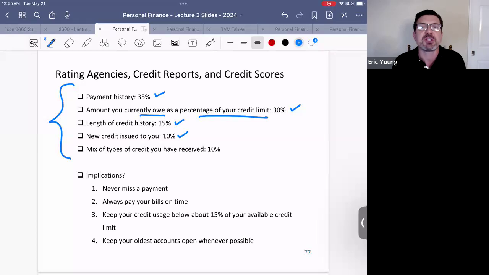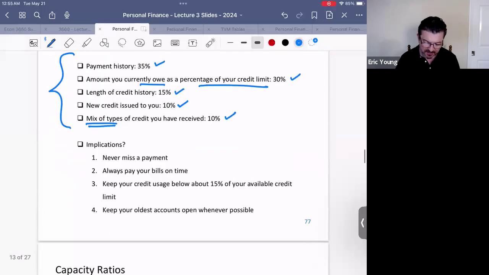Has there been new credit issued to you? If you're applying for lots and lots of credit cards in a given period of time and you're opening up lots and lots of accounts, that's going to ding your score because the FICO is going to indicate that. And lenders are going to say, hey, why is this person opening so many accounts? Is there something going on? Are they having some cash flow problems? Seems a bit risky. And then finally, the mix of credit that you have. If you have a mix of credit cards, student loan payments, a car payment, if you have a mix of different types of debt, it tends to raise your score.